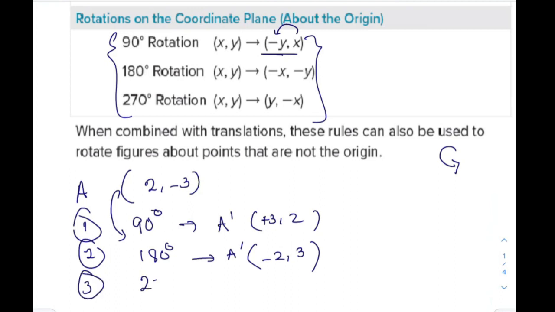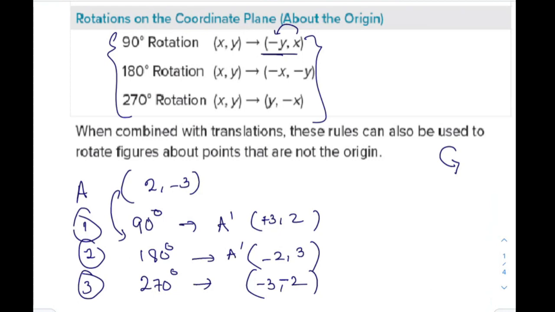If you want to rotate the same point, the original one, about the origin 270 degrees, then flip first, interchange the x and the y, then change the y coordinate, the new y coordinate.